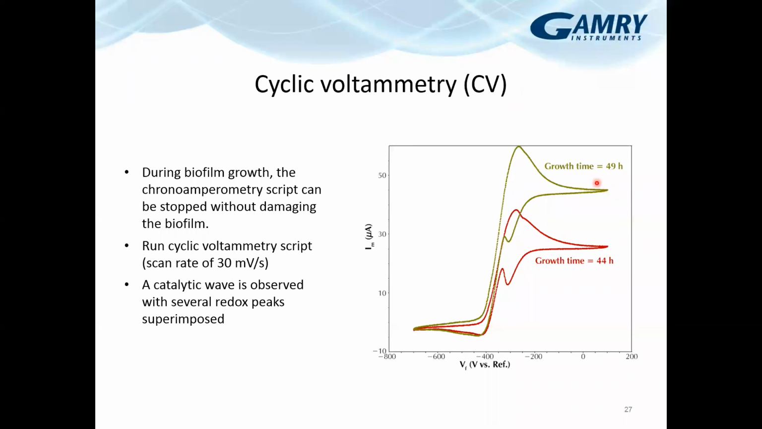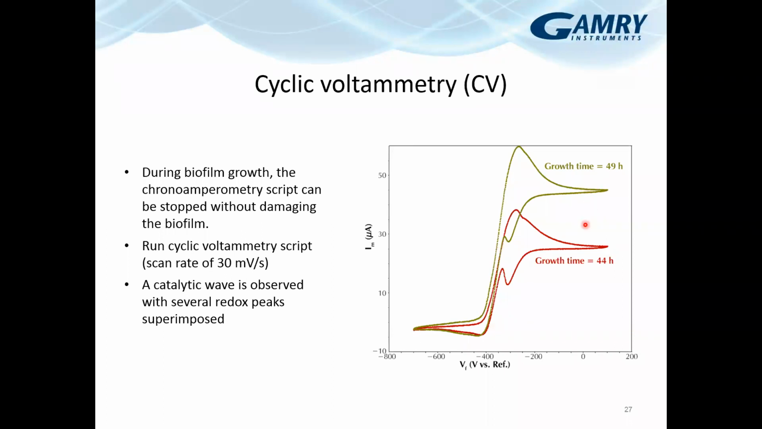If you're familiar with electrochemistry, this is an EC prime mechanism where there is an electrochemical reaction that you're monitoring, and it is being fed electrons at a particular rate by a coupled chemical reaction. And in this case, that chemical reaction is the metabolic activity of the cell. If you were to actually take away acetate, you would no longer see this catalytic wave.